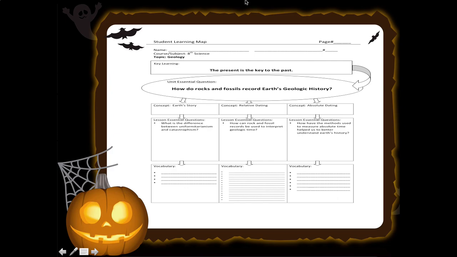Okay, so today we're going to be starting a new unit, and the topic of the unit is geology. So you have a blank student learning map that you're going to fill out and complete. Make sure you complete this as page number 1 because this is now going to be under a new tab titled Geology. Make sure you put your name and your number on it.